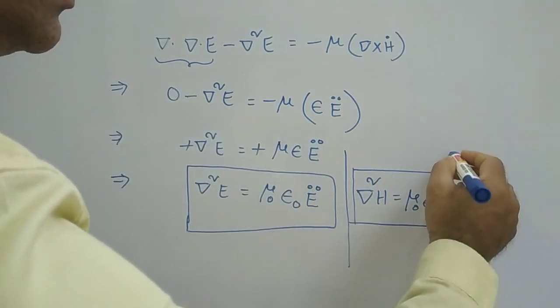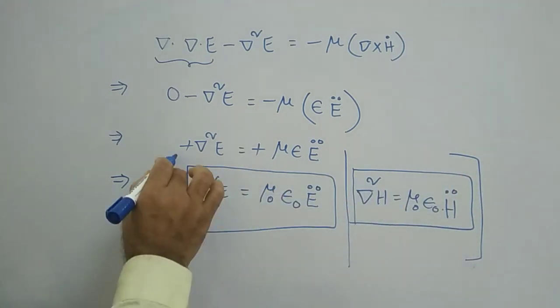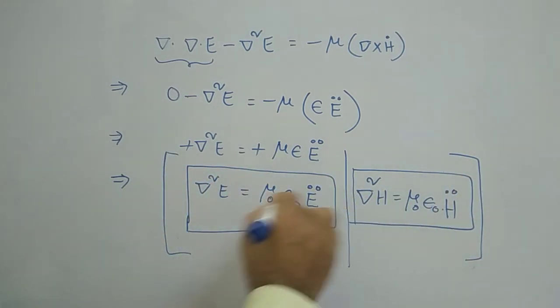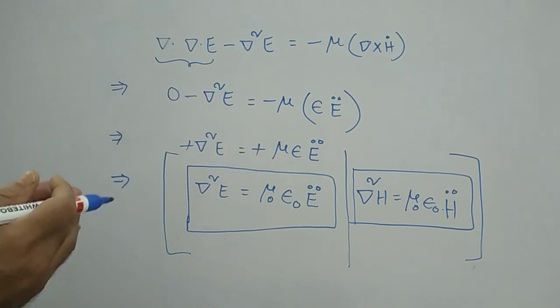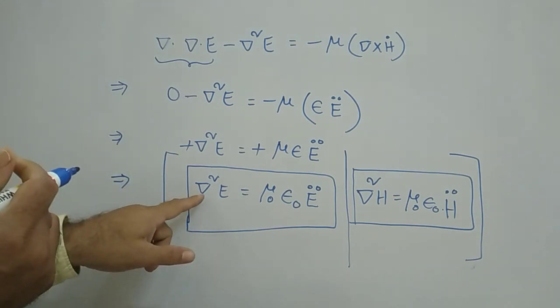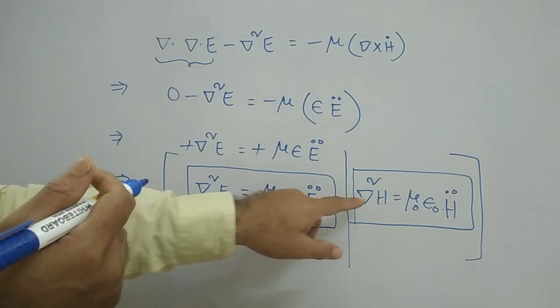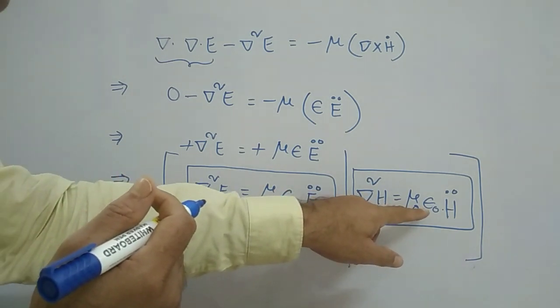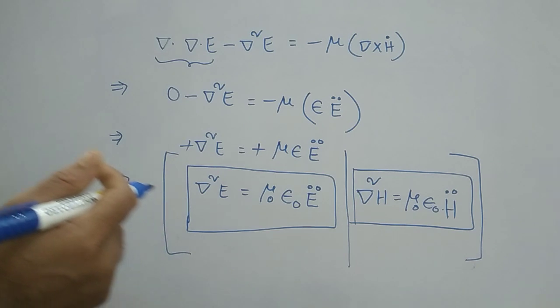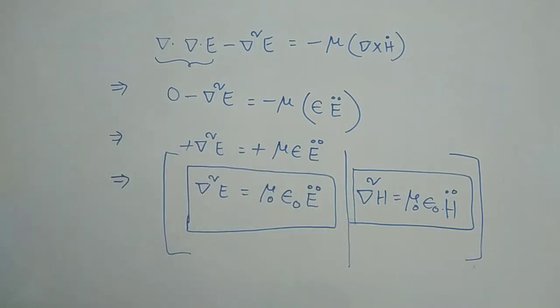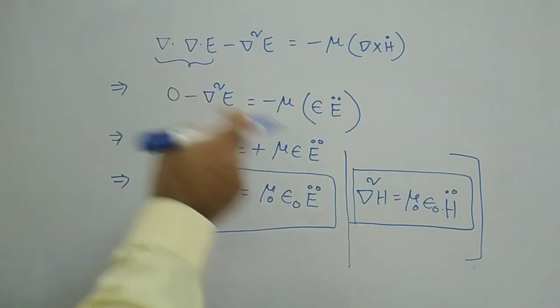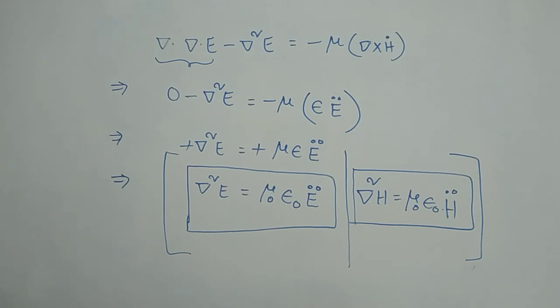So collectively these two expressions are called electromagnetic waves for free space. Del square E is equal to mu naught into epsilon naught into E double dot. Del square H is equal to mu naught into epsilon naught into H double dot. So these are the expressions for electromagnetic waves in free space.